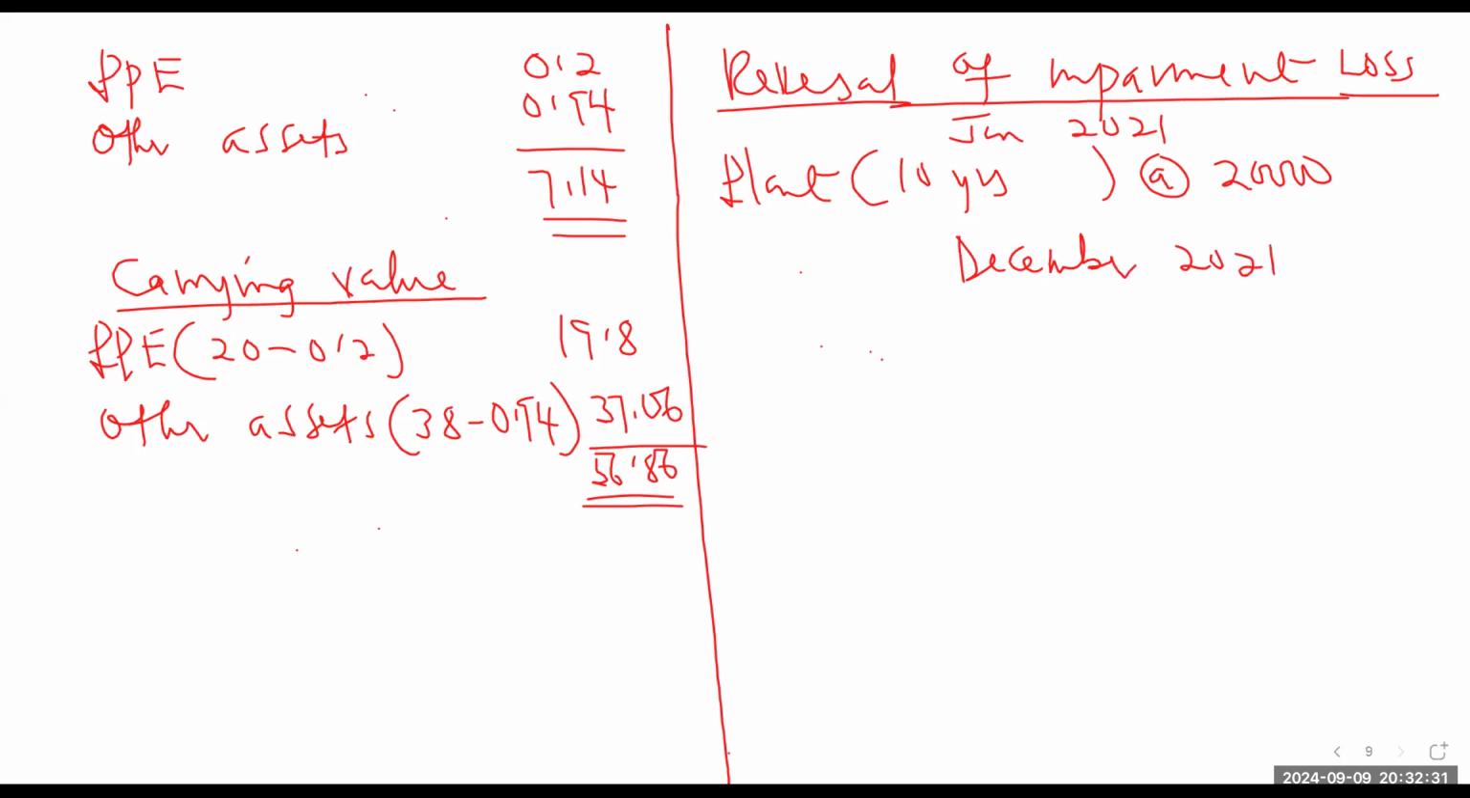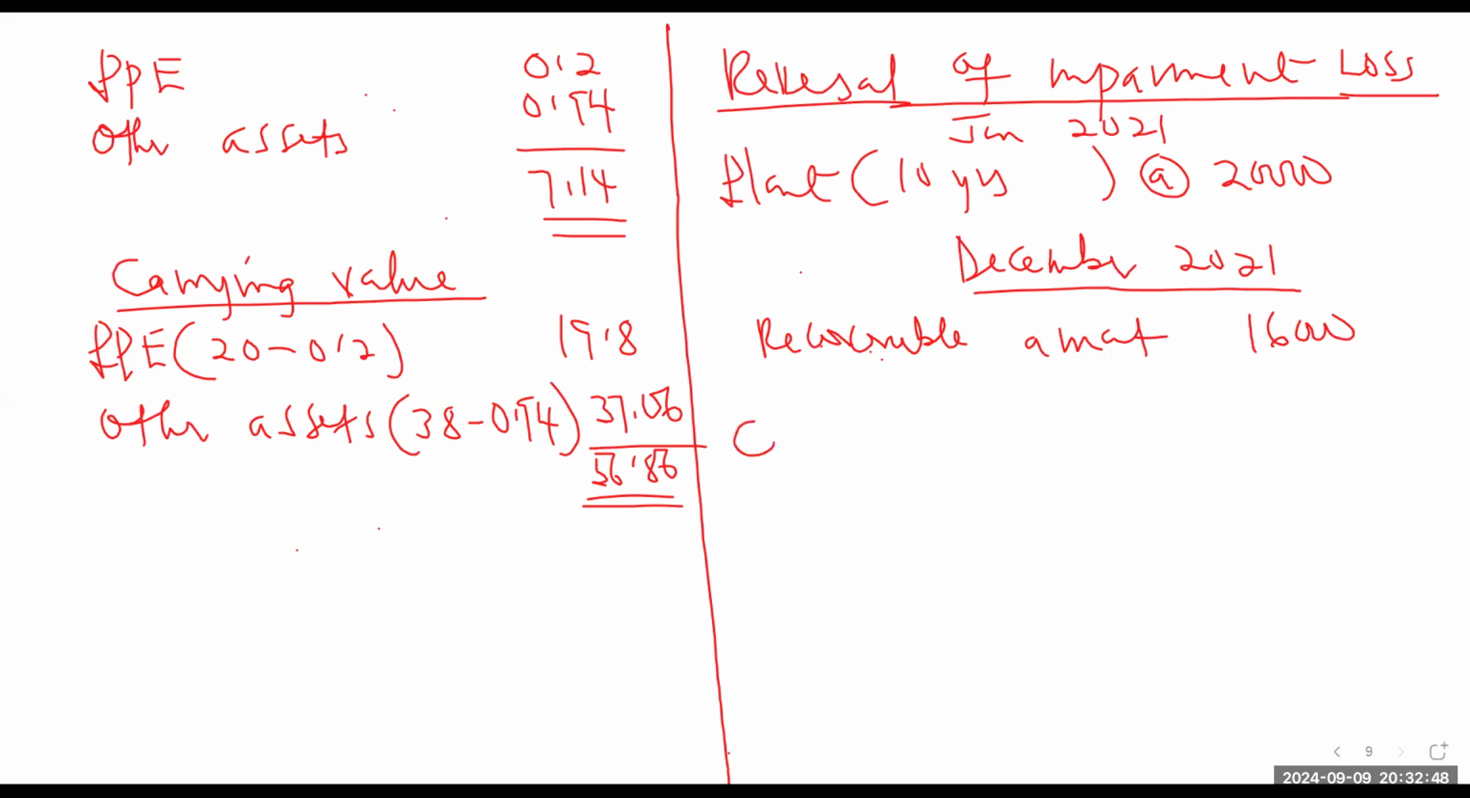December 2021, we have carried out an impairment test on our assets, and the recoverable amount given to us was 16,000. Okay, let's account for this one. How do we account for this one?